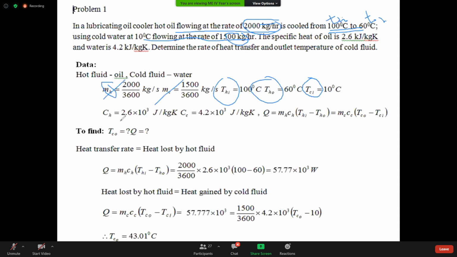Next, CH. The specific heat of oil is given, CPH. CH is nothing but CPH. Oil is given as 2.6 kilojoule per kg Kelvin, converted to joule per kg Kelvin. Cold fluid is 4.2, cold fluid water. Sometimes water may not be given. If not given, you have to assume the standard value, 4.18 or 4.2. It doesn't matter. Right. This is the thing. Determine the rate of heat transfer and outlet temperature of cold fluid.